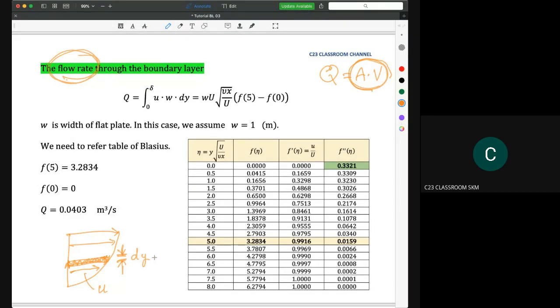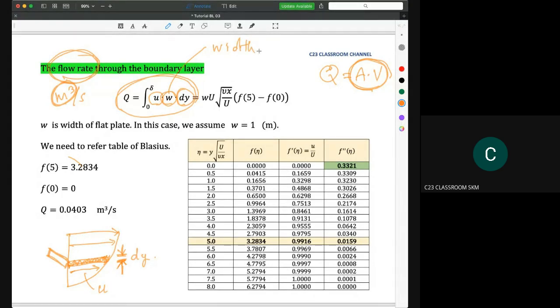If we just use dy and u, it is not a flow rate, because normally flow rate has a unit of meter cubed per second. Meter cubed here reflects the volume. So how do we get a volume in this situation? We need to multiply by the width. That's why the flow rate can be calculated by the integration from 0 to delta of u times w, which is the width, and dy, which is the thickness of this area. So w here is width.